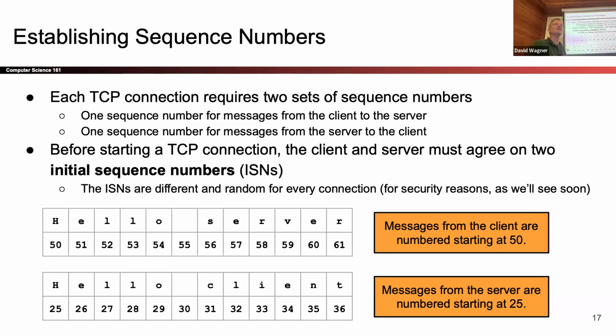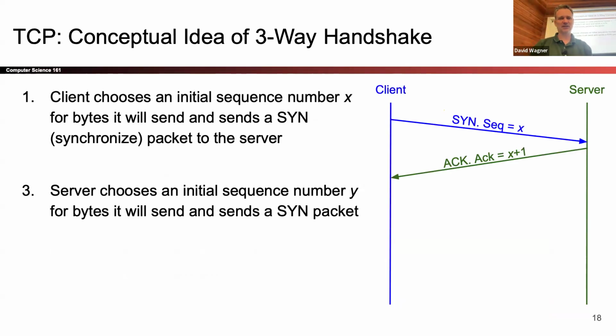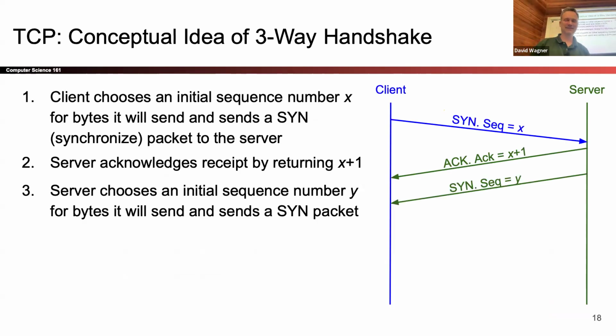To establish a TCP connection, there's some setup that has to happen. And one of the things that needs to be done in that setup is that both sides have to agree on the initial sequence numbers that they're going to use for the first byte in the connection. So conceptually, the way that happens is like, oh, I broke my animation. Okay. Sorry, I messed up my slide.